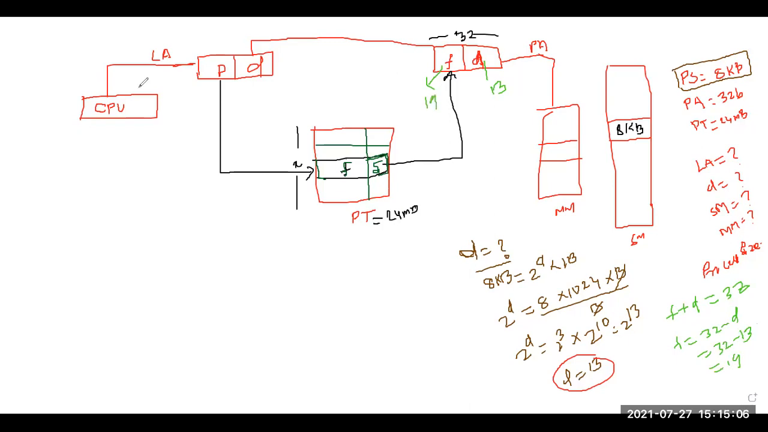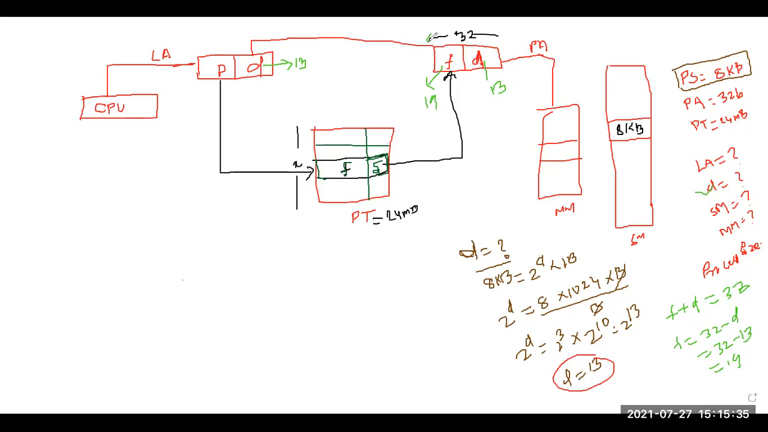Now tell me, if this D is 13, this D will be also how much? If this is 13, then this D will be also 13, because both are same. As I already said, the page size and the frame size will be same. If this is 13, then this will also be 13. Fine. Now what next we will have? Now this we are fine. Okay, the value of D has come.